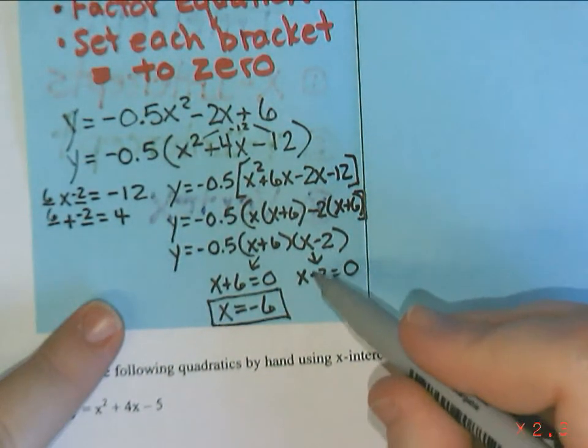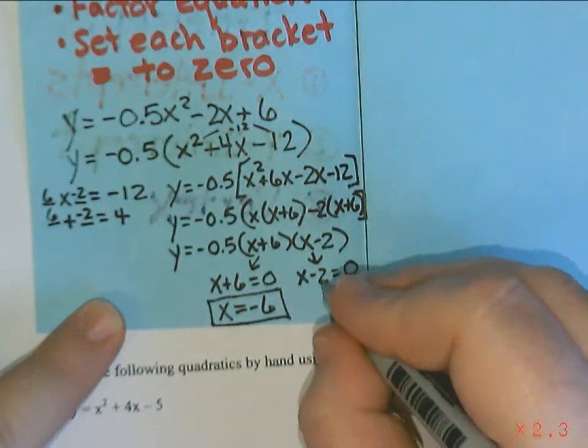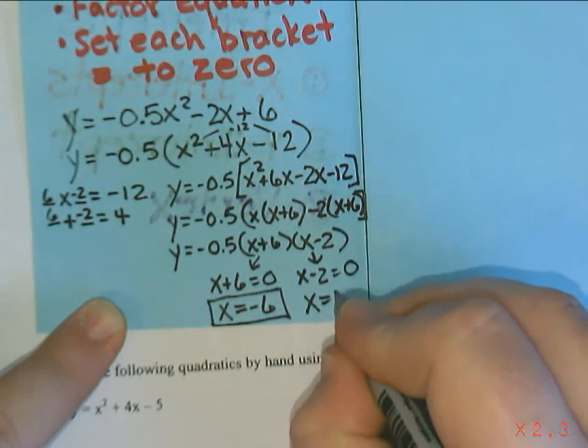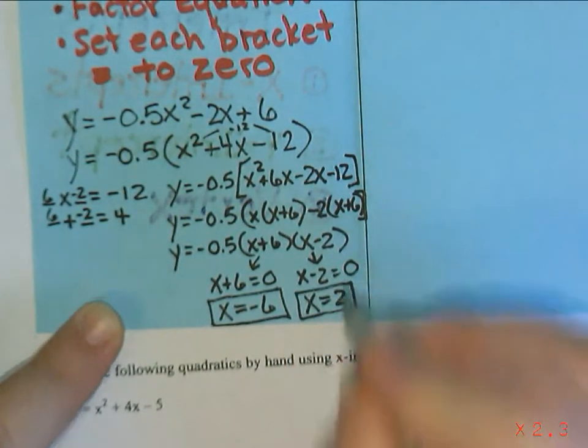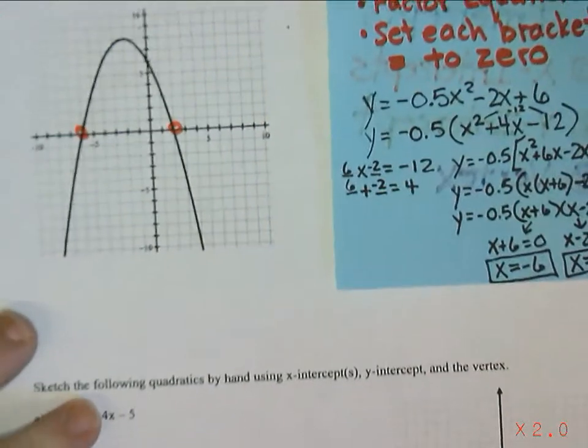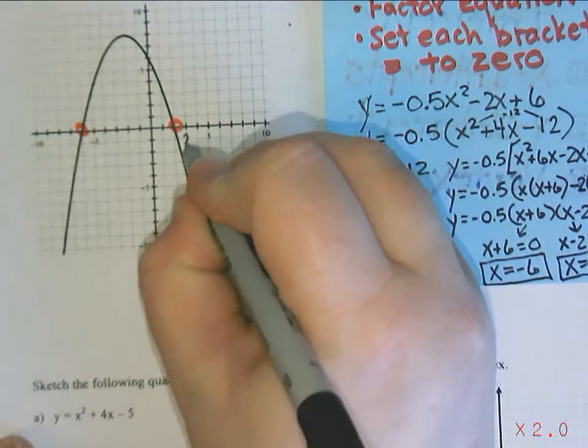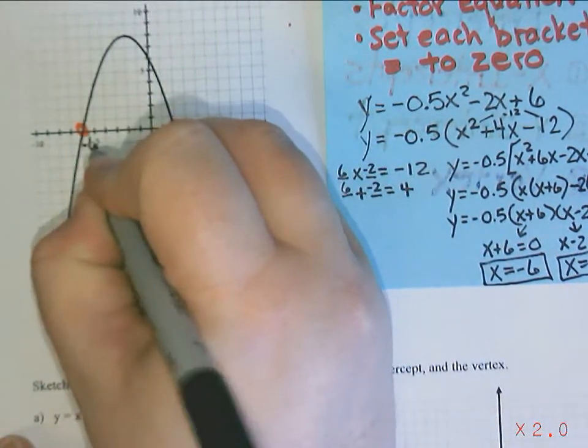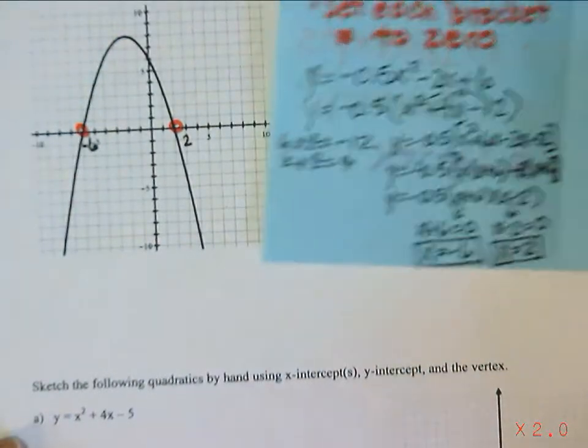And then here, x minus 2 equals 0. Add 2 to the other side to get x equals positive 2. And that's my other x-intercept. And that actually matches the ones on the graph. This is positive 2, and this is negative 6. So I know that we did it right.